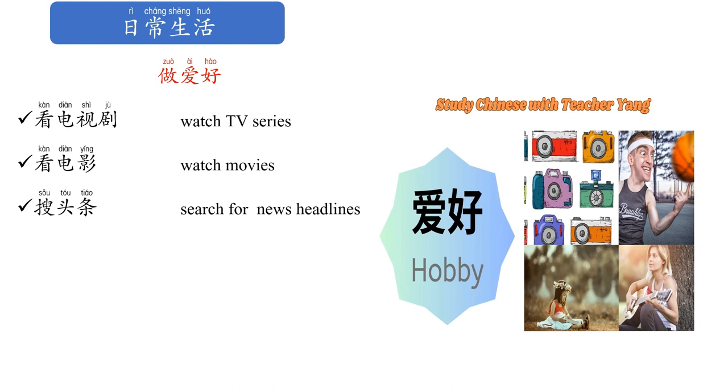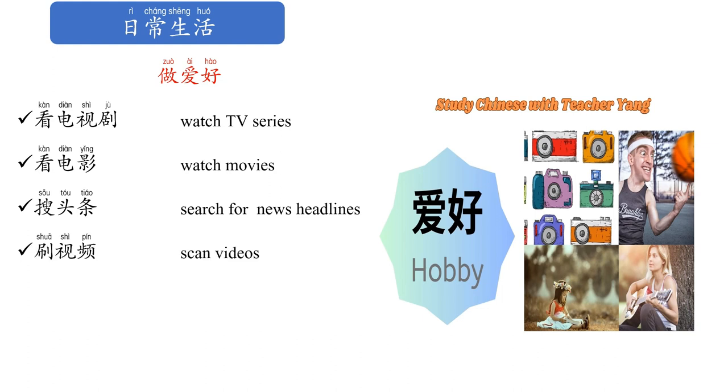Next, 爱好 or hobby is very new in this era. 搜头条. Sou means to search. 头条 is the news headlines. So we don't read newspapers anymore. People usually 搜头条, search for news headlines online. 头条 is another app in China that you can search for news headlines.